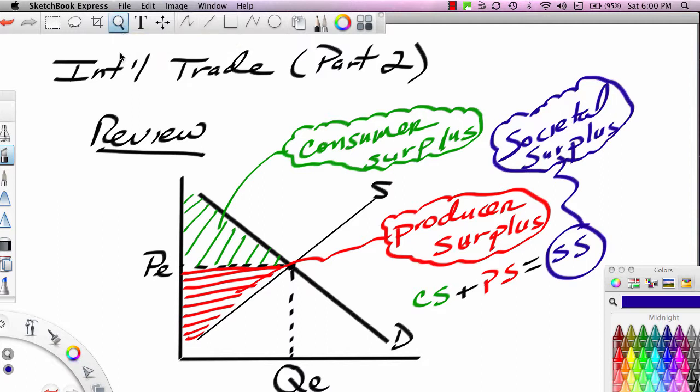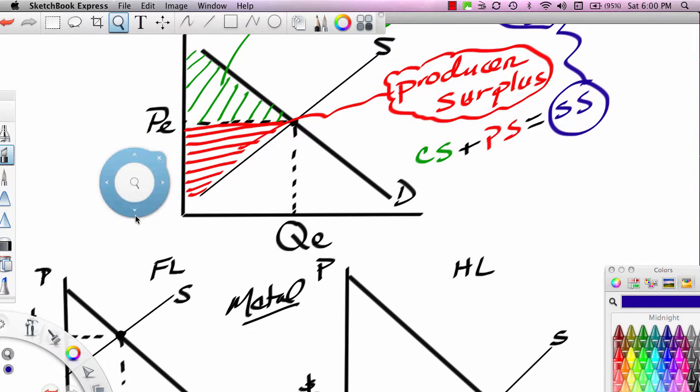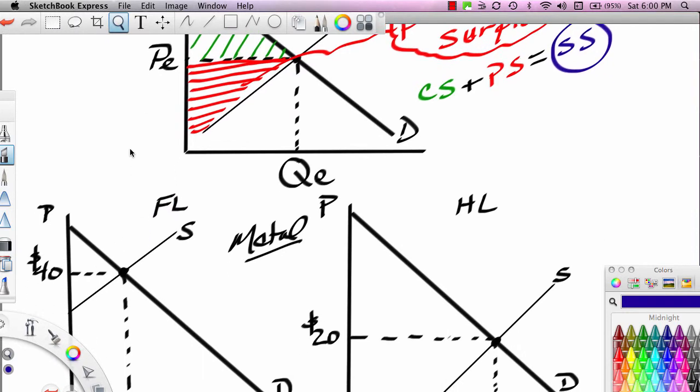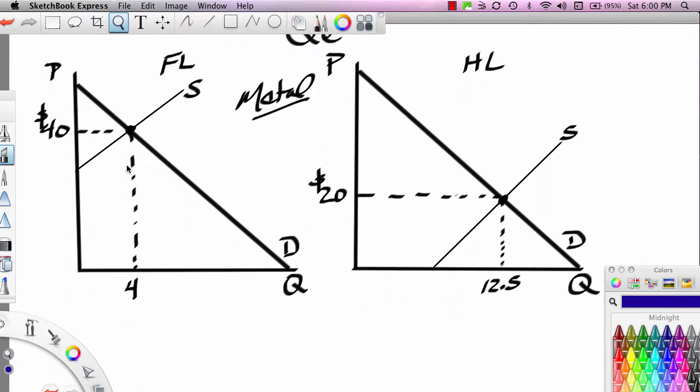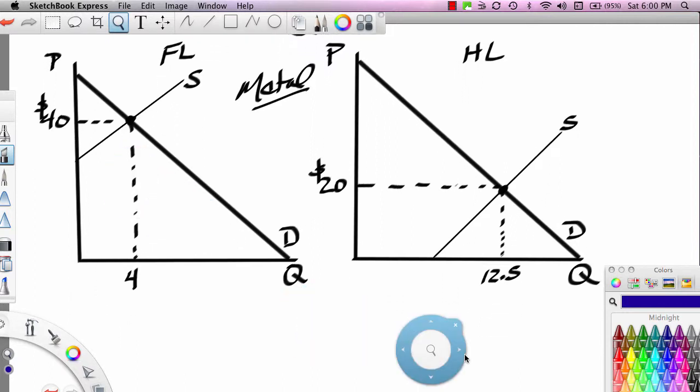So I'm going to move this canvas, and I'm going to resume discussion of flatland and hillland. Let me get down here. I've set the models up already so we can get going right away. Now, just a quick speed review. Notice that I have switched the product from grain to metal in this example, and I've given you domestic prices.